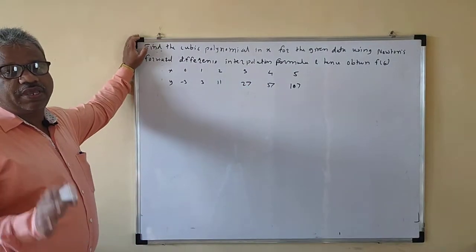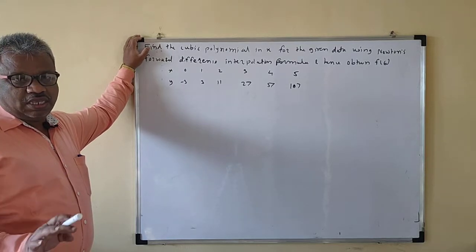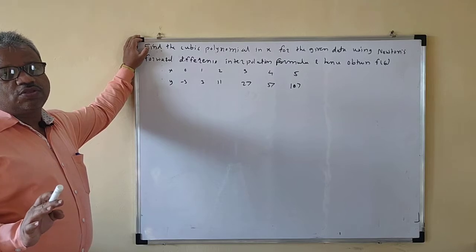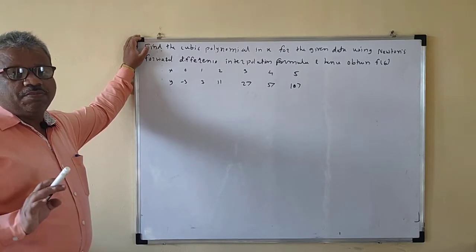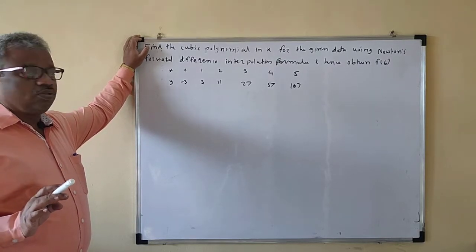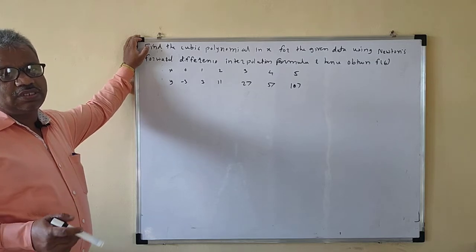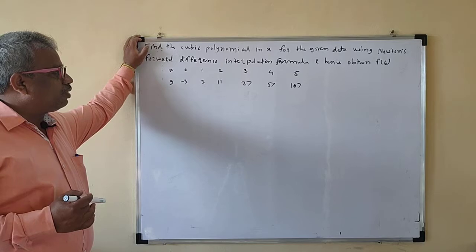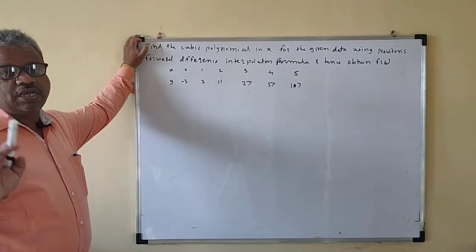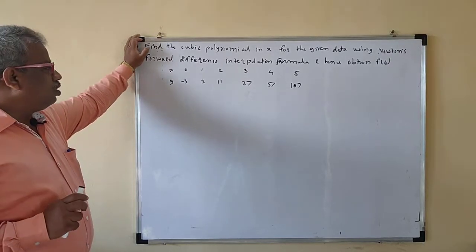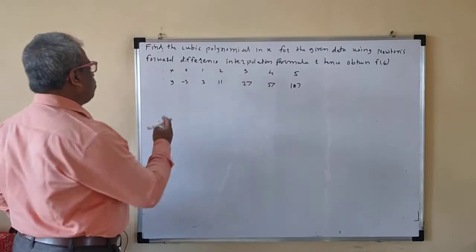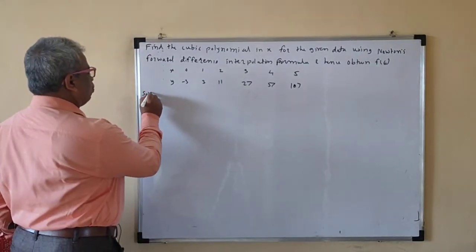Note that the values of xi should be equally spaced. If the values of xi are not equally spaced, you cannot apply Newton's forward or backward difference interpolation formula, because you cannot even find the forward and backward differences. For forward and backward differences, you need the values of x to be equally spaced. Here the values of xi are equally spaced, so first we will make a table.